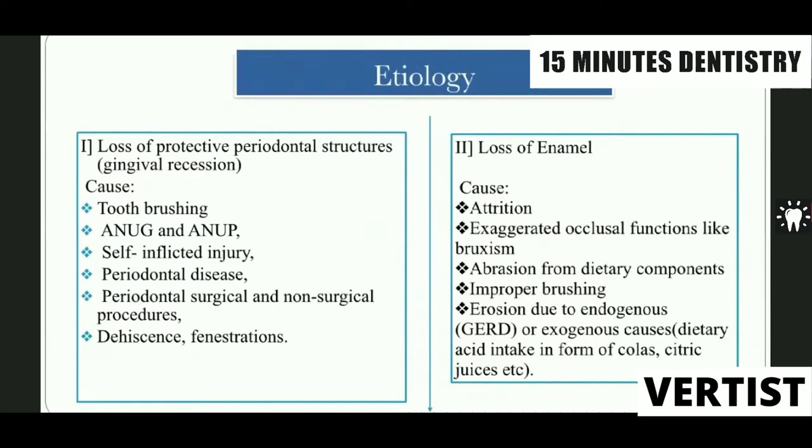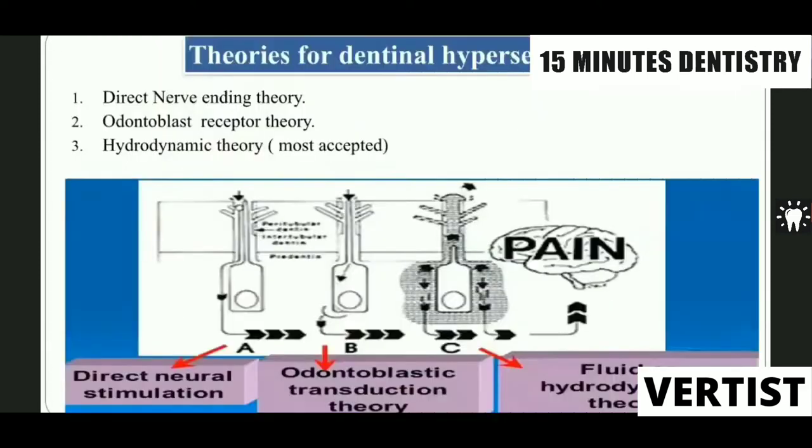The etiology could be gingival recession, from tooth brushing or from gingival conditions, that is your ANUG and ANUP. So you have periodontal diseases, periodontal surgical and non-surgical procedures, or dehiscence and fenestration type defects where there is loss of cortical bone and exposure of the root surface leading to dentinal hypersensitivity. Loss of enamel through attrition, abrasion, improper brushing, erosion, or gastroesophageal reflux could lead to erosion of the tooth. These are the common reasons which could be responsible for it.